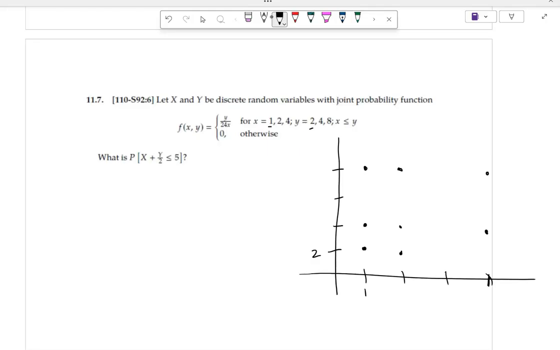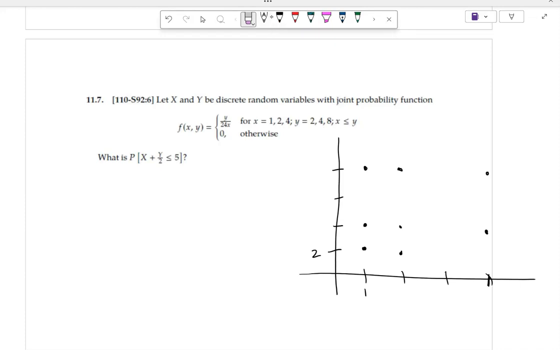(1, 2), (1, 4), (1, 8). And just going through it. No, I'm not adding. I'm doing ordered pairs: (1, 2), (1, 4), (1, 8). That's where the dots are coming from.